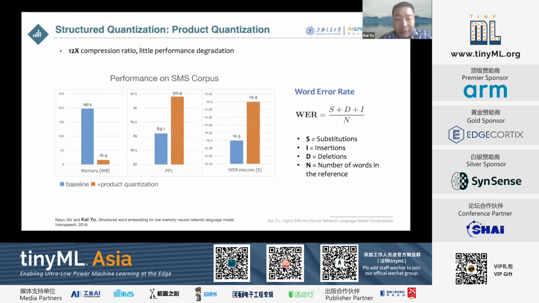Okay, now let's look at the speech recognition performance. With a language model, we can do speech recognition. If we use structured quantization, we can get about 12 times compression ratio with very little performance degradation. In this case, the blue one is the baseline, and the orange one is our product quantization. The memory is reduced about 12 times, and our perplexity, which is the pure language model performance, only increased a little bit, and the word error rate rescoring is 10.3 versus 10.4, almost no change.